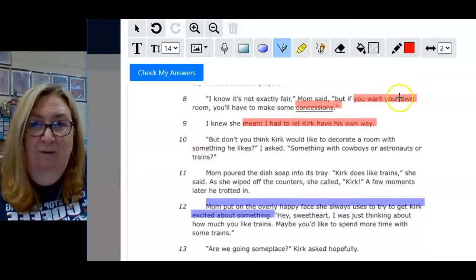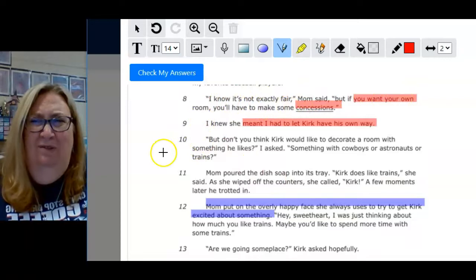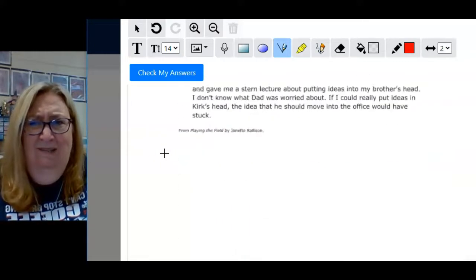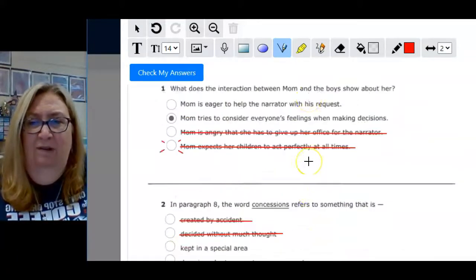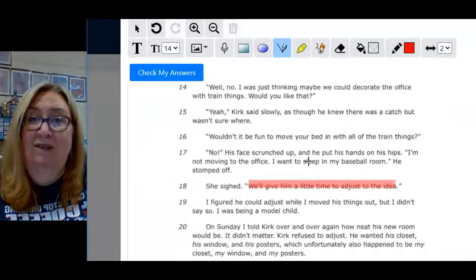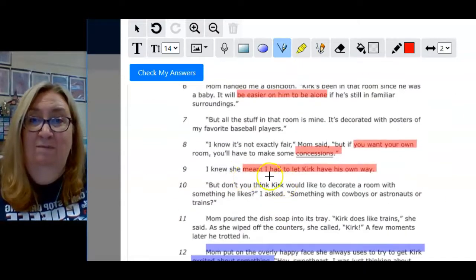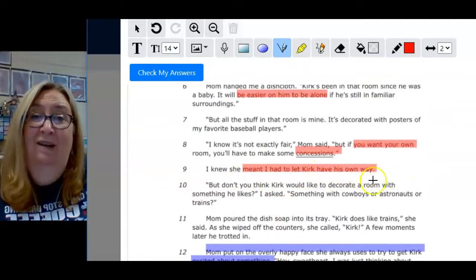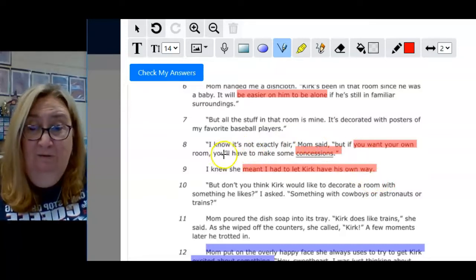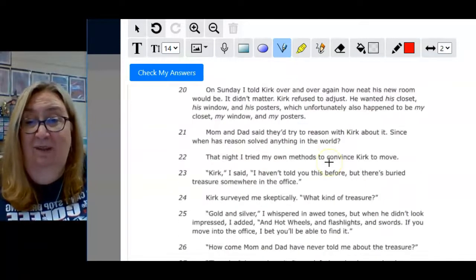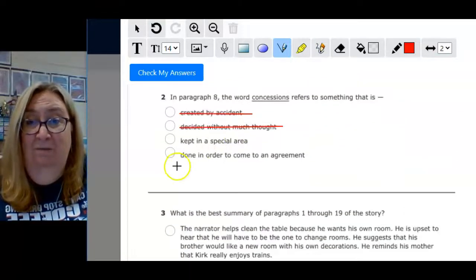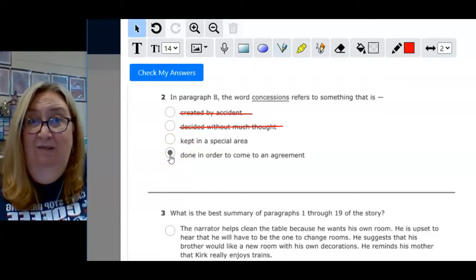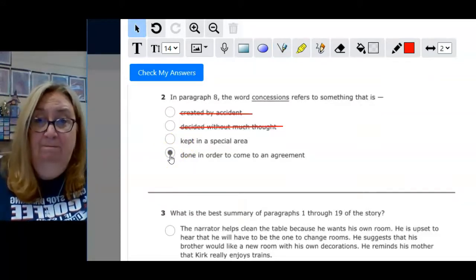I know it's not exactly fair, but if you want your own room, you'll have to keep it in a special area. No, that doesn't make any sense, does it? Let's go back. Done in order to come to an agreement. He says she meant I had to let Kirk have his own way. And she says, if you want your own room, you will have to do this. So he wants to come to the agreement that, yeah, we're going to each have our own room, but I want to keep my room. He's going to have to give that up and go to the office, is what Mom is saying.